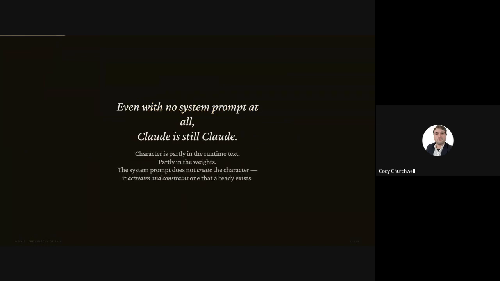But here's the consequence, and this matters. Even if you stripped away the system prompt entirely, even if you sent zero instructions to the model, Claude would still be Claude, because the character isn't only in the runtime text. Some of it is in the weights, trained in permanently. And the system prompt doesn't create the character. It activates and constrains the character that the substrate already has.